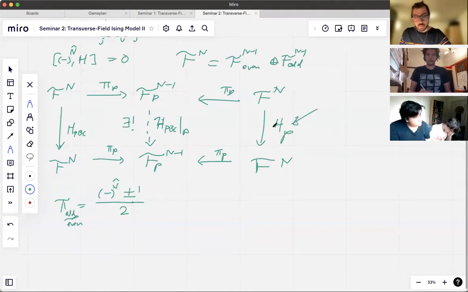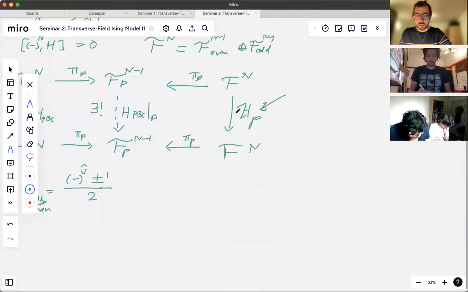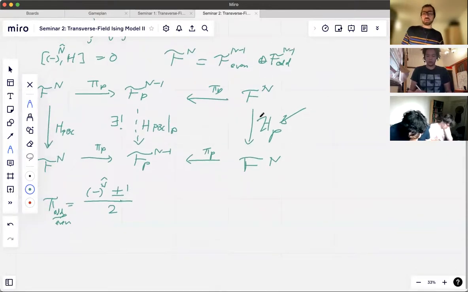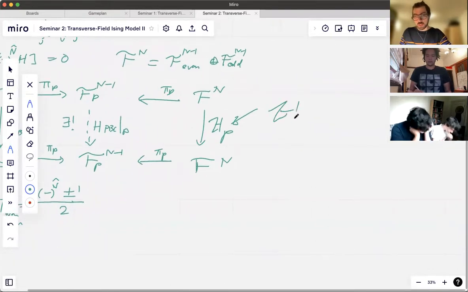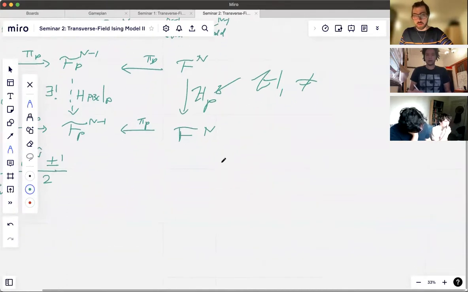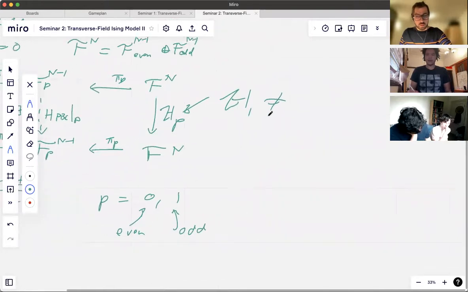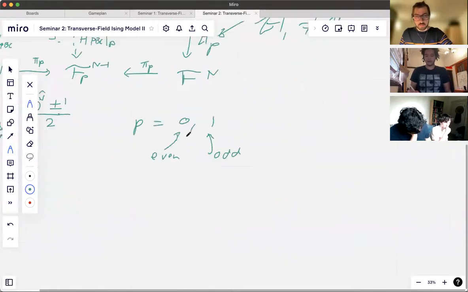And these things get a special name. They're called curly H_P. That was meant to be H_PBC restricted to P. So curly H_P. What these are is Hamiltonians that act on the full Fock space, but restrict to be the same as H_PBC. But in general, curly H even is not the same as curly H odd. So sorry, I'm going to be saying P equals 0 or 1, which means even or odd, respectively. So curly H_1 is not the same thing as curly H_0.